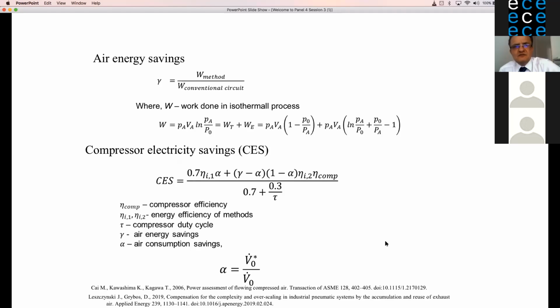So of course we can calculate air energy savings, which is the work of some method relative to the work of the conventional classical circuit. In order to simplify the calculation, we assume in this solution that every process is isothermal. And also in the second stage, we produce the electricity, for instance, and put it into the network. So we assume some coefficients, which we explain in more detail in our full paper.